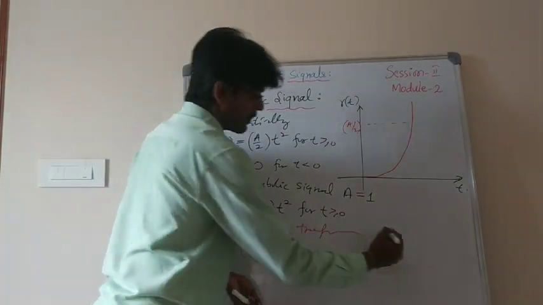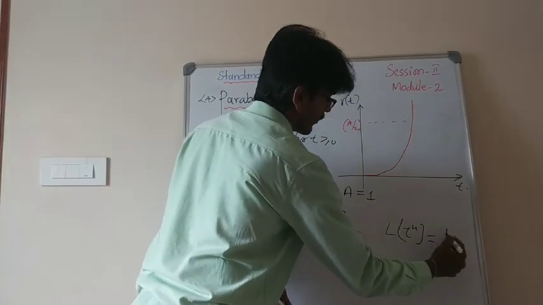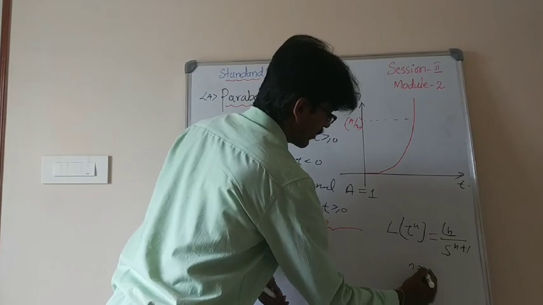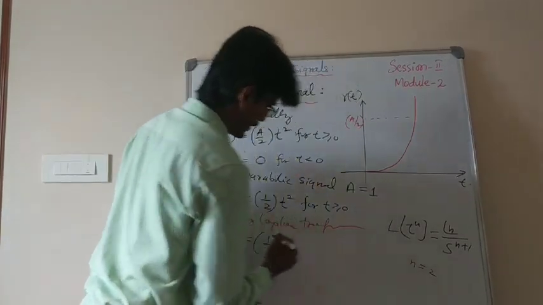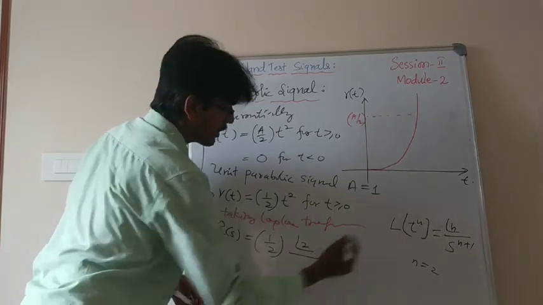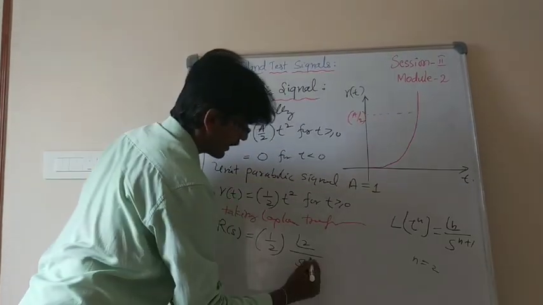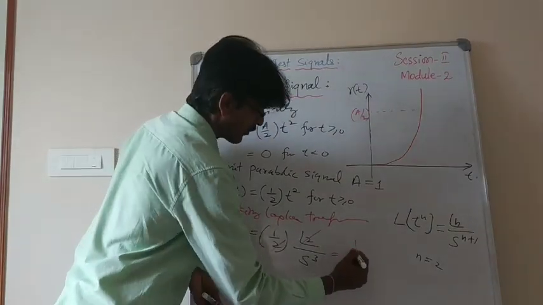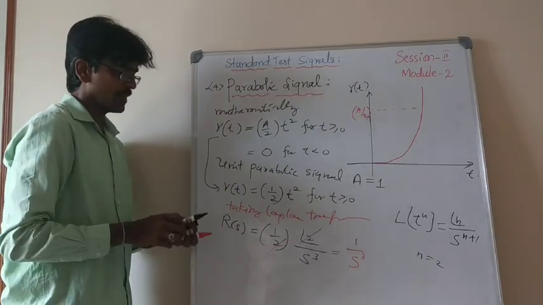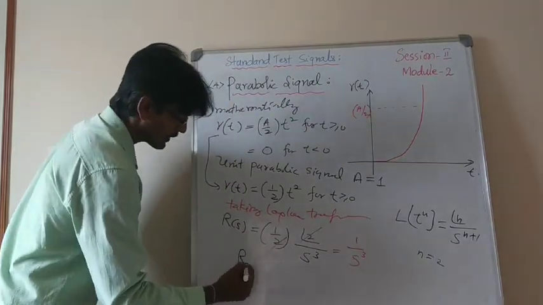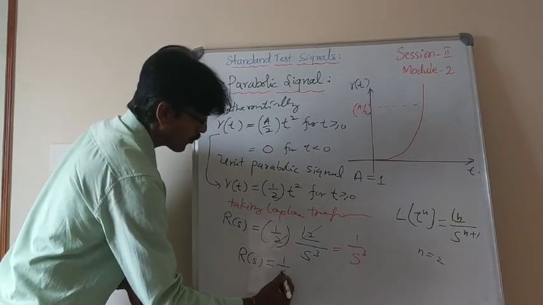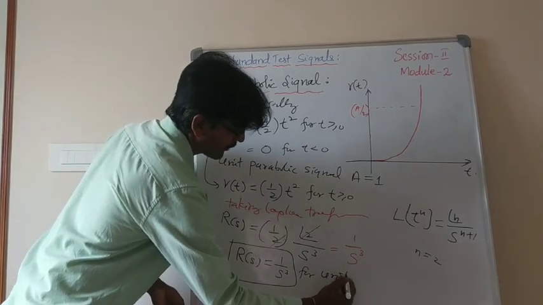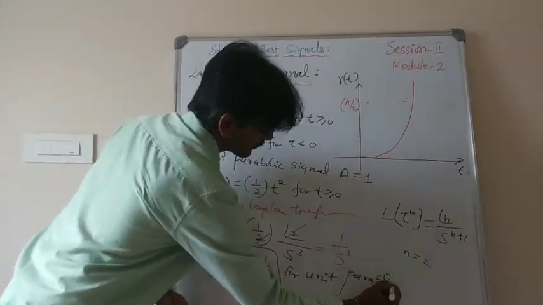You know that Laplace transformation of t to the power of n is equal to n factorial divided by s to the power of n plus 1. Here n is equal to 2. Therefore this can be written as 2 factorial divided by s to the power of 2 plus 1, that is 3. So 2 factorial is 2, so the 2s cancel, and you get 1 by s cube. That is the conclusion. So r of s value is equal to 1 by s cube for unit parabolic signal.